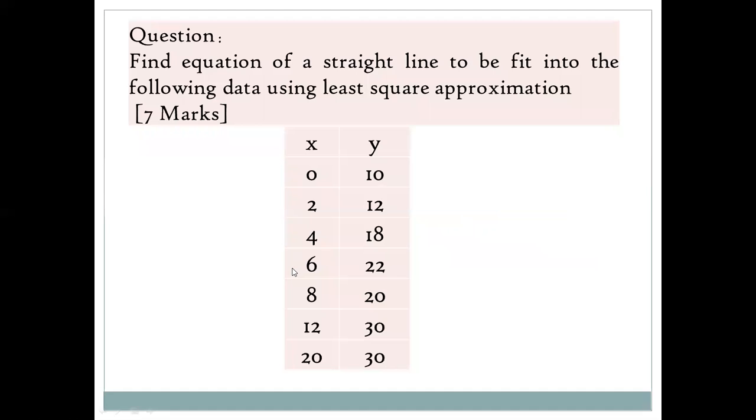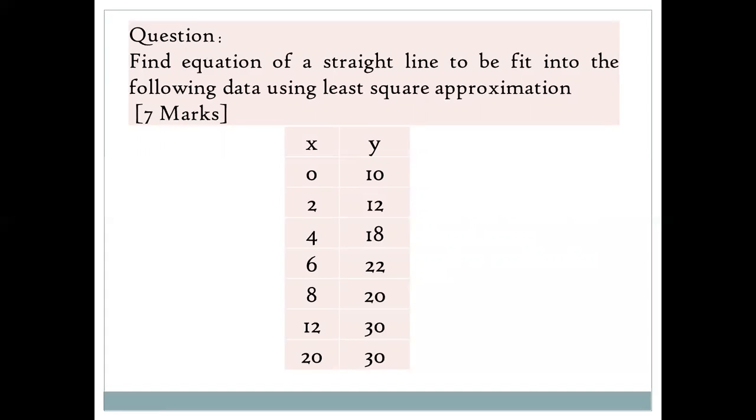Now the question is to find the equation of a straight line to be fitted into following data points using least square approximation. This question may be asked for 7 marks in the examination. Now in this problem, x is an independent variable and y is a dependent variable. So y is a function of x. Now we have to find the relationship between these two variables x and y.